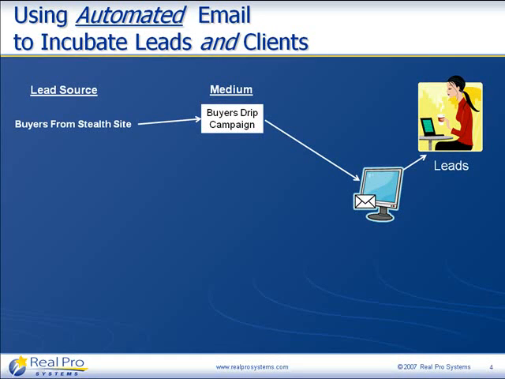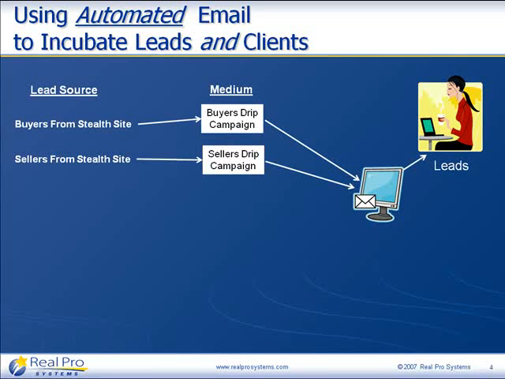We could have buyers from a buyer's stealth site going into a specific buyer's drip campaign, and they'll receive regular email notes from you that are related to searching for a home. Similarly, sellers coming in through a seller's CMA request stealth site go into their own drip campaign. Tips, etc. that could be useful to sellers.